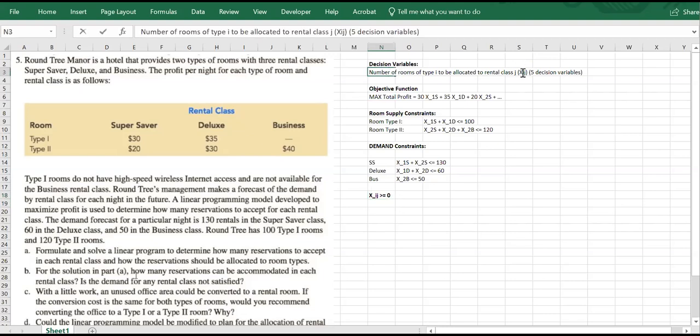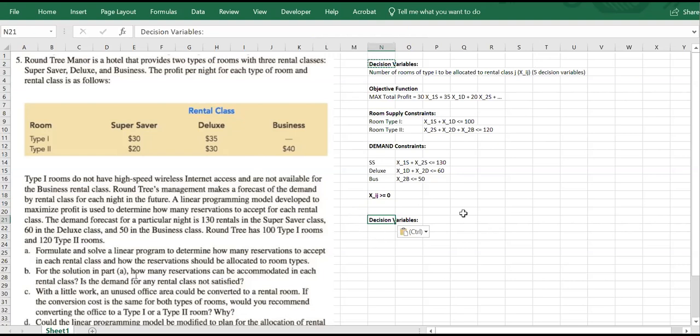Change this X, I, J. All right. So now that was our formulation. Let's now develop our spreadsheet model. We have, again, decision variables. And like I said, we have 5 decision variables.